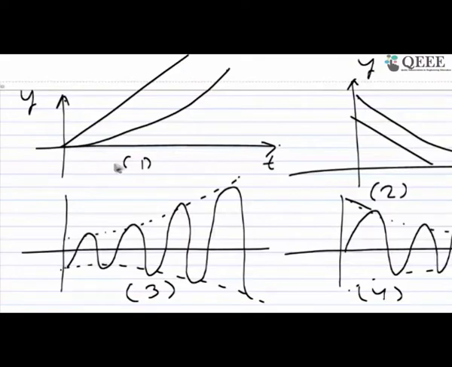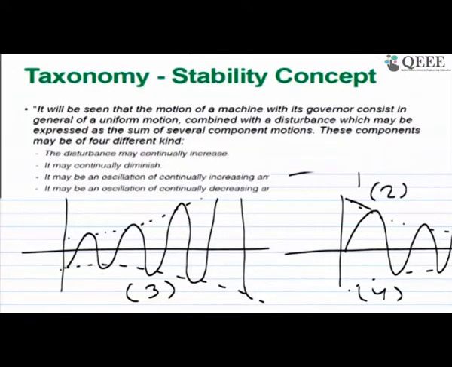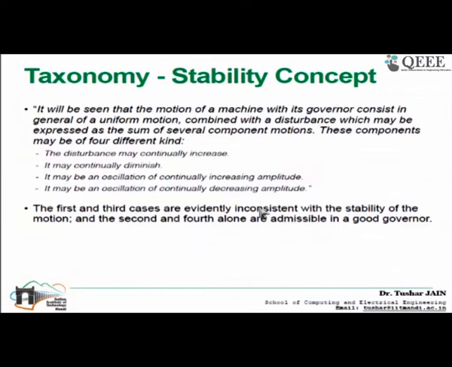Why? Because if you see here, the response is continuously increasing. So when the time t tends to infinity, the response will tend to infinity, right? For this case and for this case as well. Opposite to these, the second and fourth show that our system is stable when we visualize just the responses. We haven't done any computation so far, but we'll come on to that. The second and fourth alone are admissible in a good governor.